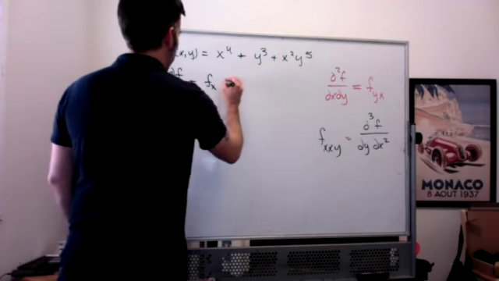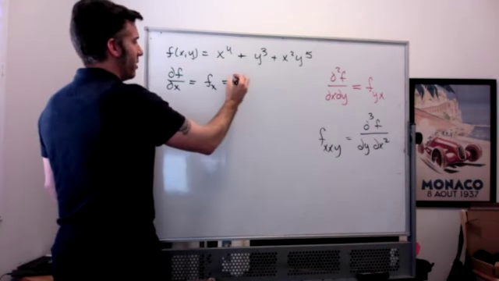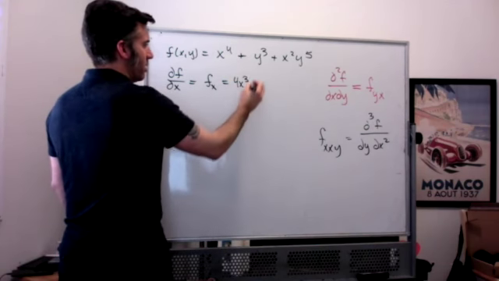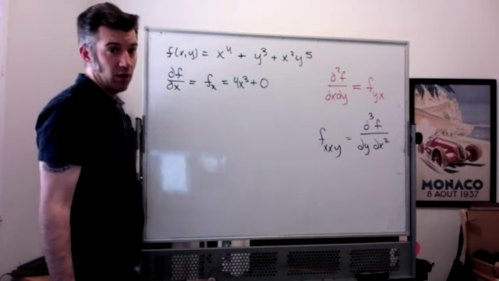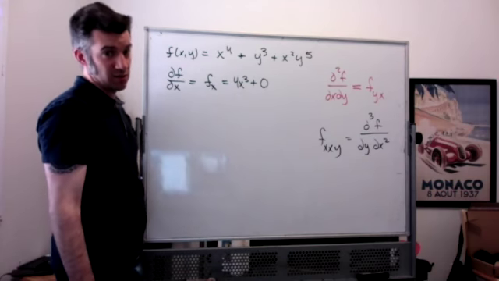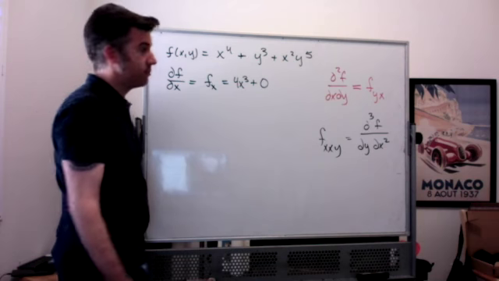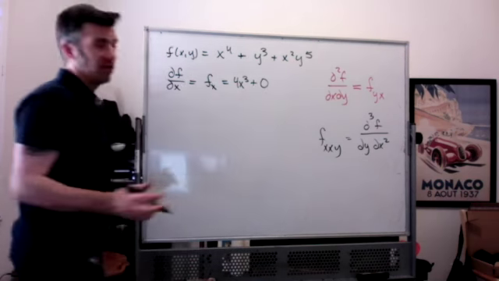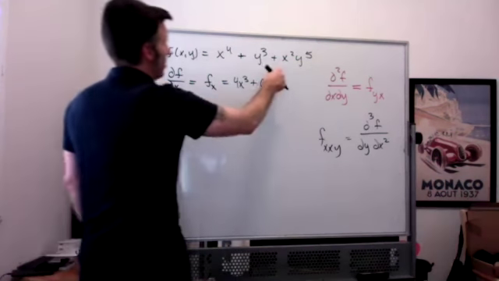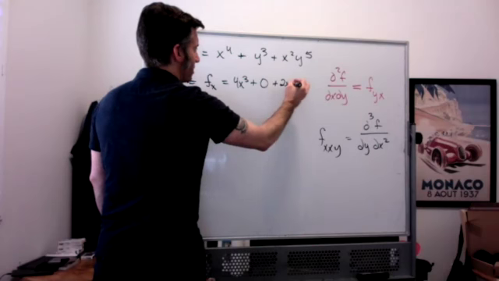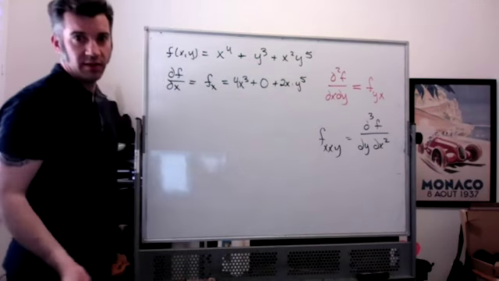So I want to find the partial with respect to x. So the derivative of x to the fourth, 4x cubed. The derivative of y cubed, with respect to x, the derivative is 0. Basically, if you don't have any x's, you're a constant. Your derivative is 0. Derivative of x squared times y to the fifth. So the y to the fifth we're going to treat as a constant multiple. So the derivative of x squared times y to the fifth is 2x times y to the fifth. And that's it.